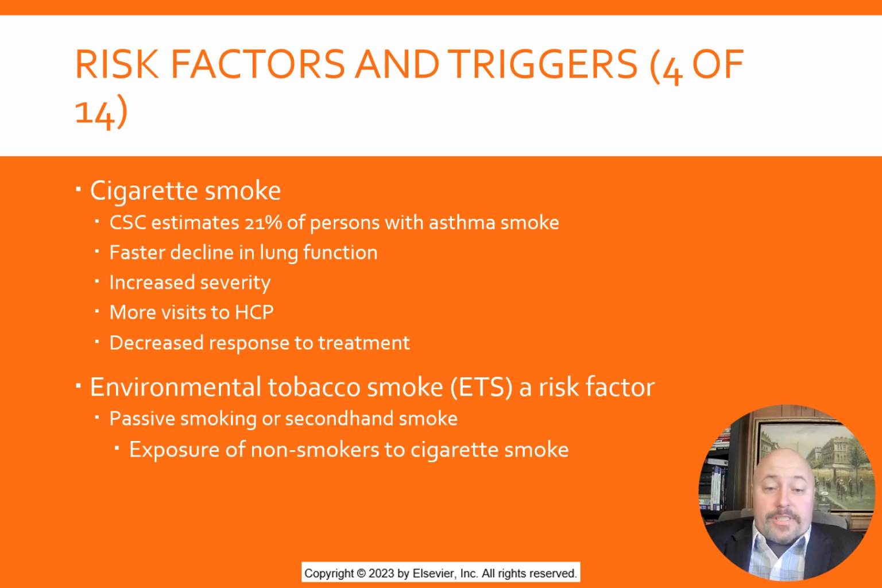Another trigger could be cigarette smoke, with it estimated that 21% of people with asthma do smoke. It results in a faster decline in lung function, increased severity, more visits to the healthcare provider, and a decreased response to treatment. Other environmental tobacco smoke risk factors include passive smoking or secondhand smoke.